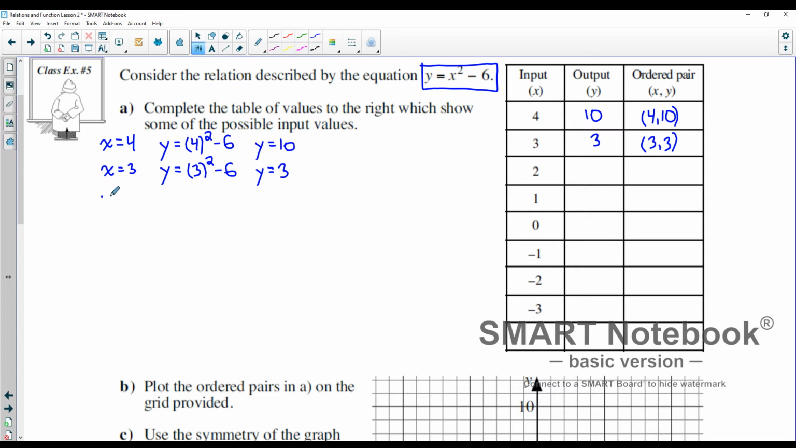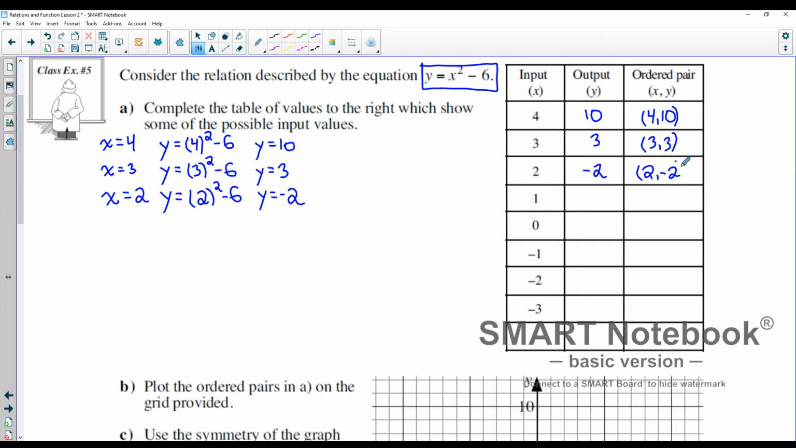Then we plug in x equals 2. So when x equals 2, replace the x with a 2, and we're going to square that. And then we're going to subtract 6. 2 times 2 is 4. Minus 6 would be negative 2. So you got 2 and negative 2.